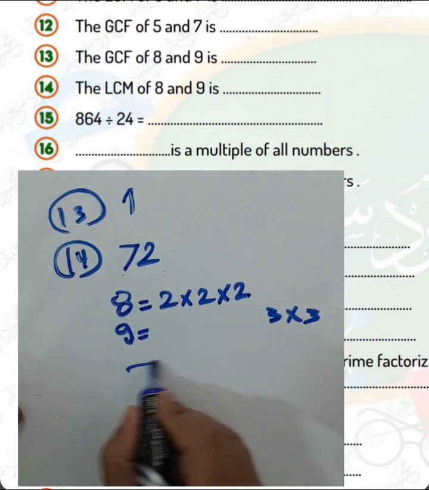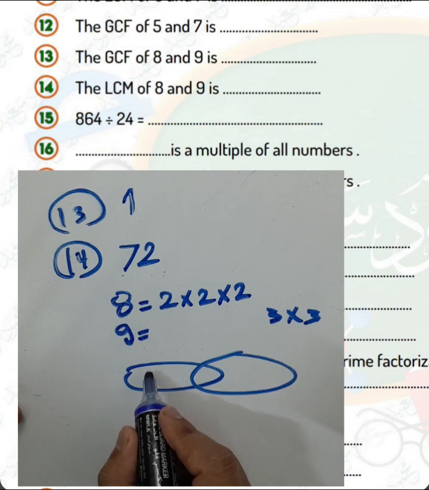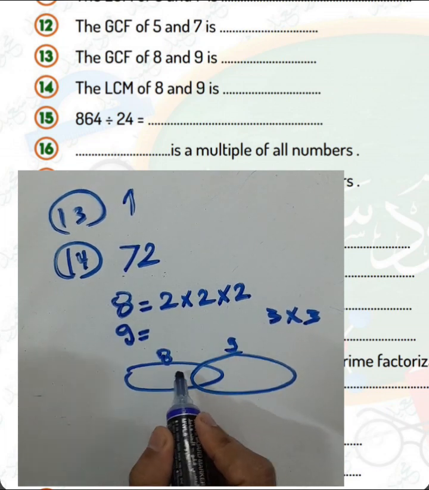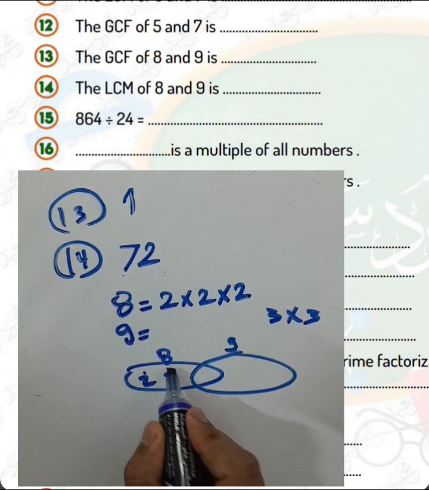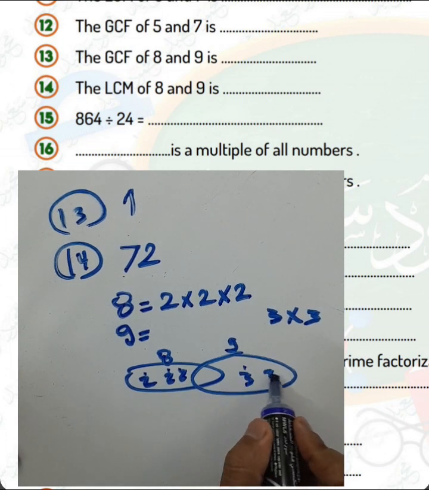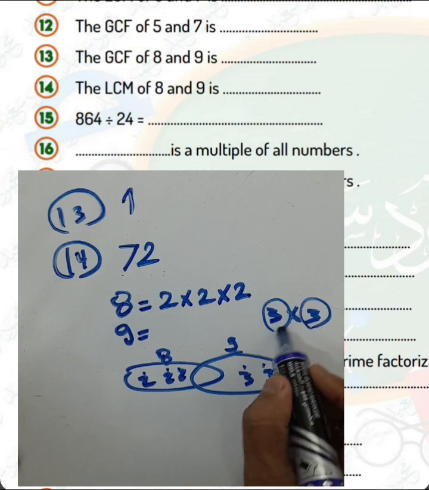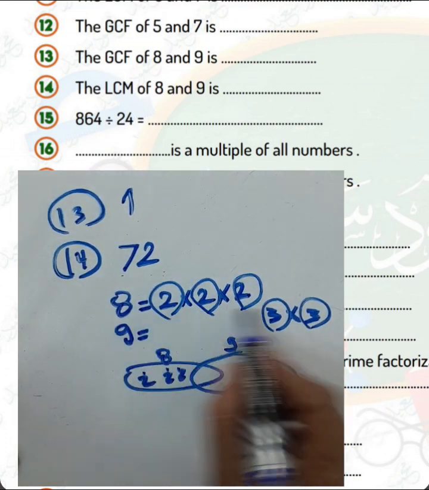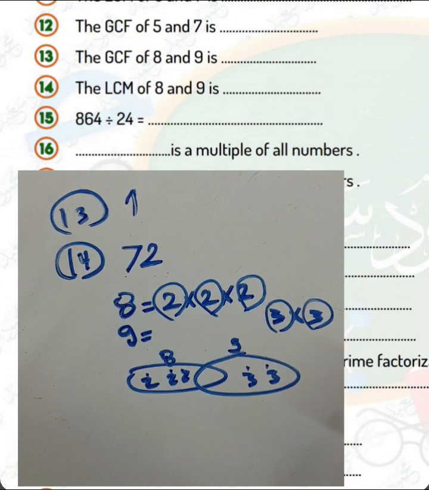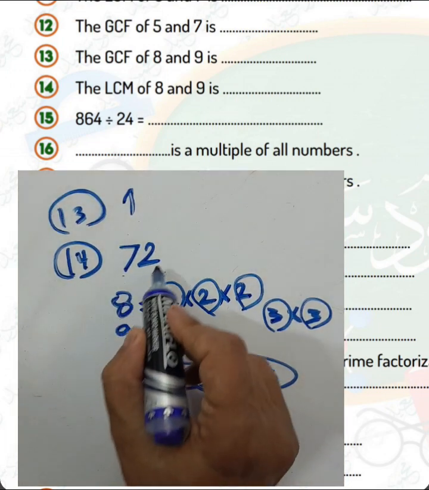So we can draw a Venn diagram here for the first number and second number, and write 2, 2, and 2, and here 3 and 3. Then the least common multiple of the two numbers is found by multiplying all the factors here. So the result will be what? It will be 72. Understood?